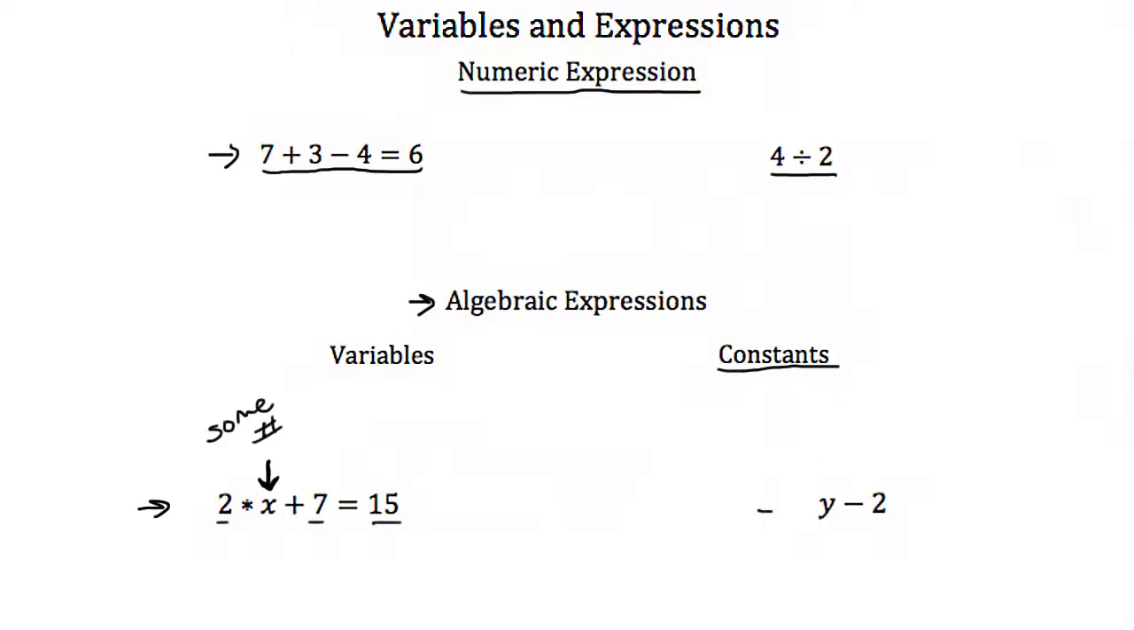So here we have another algebraic expression, y minus 2. This means some number minus 2. Now we'd get tired of saying some number all the time, or if we had more than one variable, we'd have to say some number and some other number. So instead we refer to this number by its letter. So we would just say y minus 2.